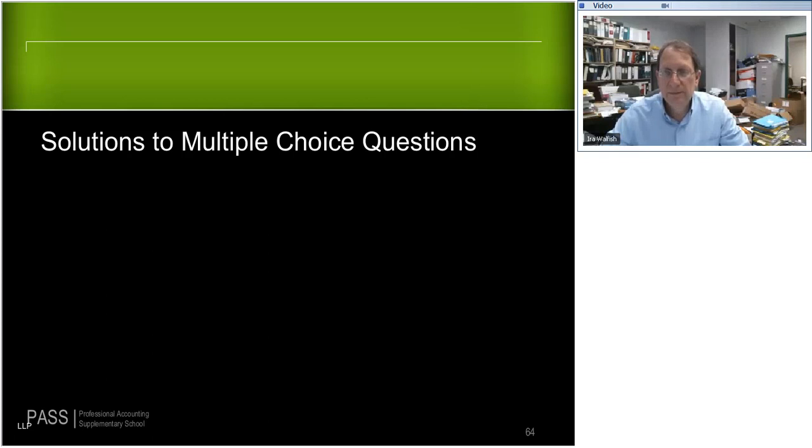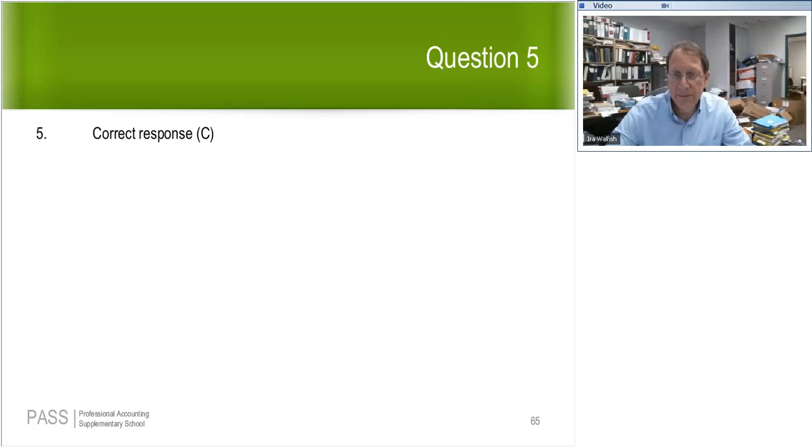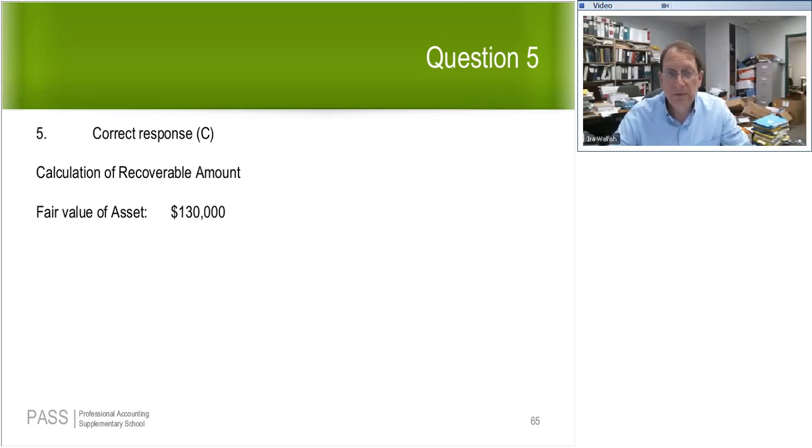What'd you say? Not D. C, right. Okay, well, the answer is C. Okay, look. Let's calculate the recoverable amount. Good. Okay, so a number of you have it here. Let's calculate the recoverable amount. Fair value is $130,000. Fine.